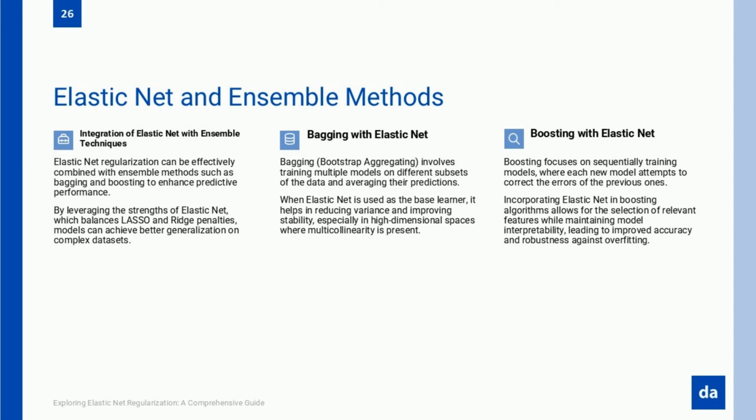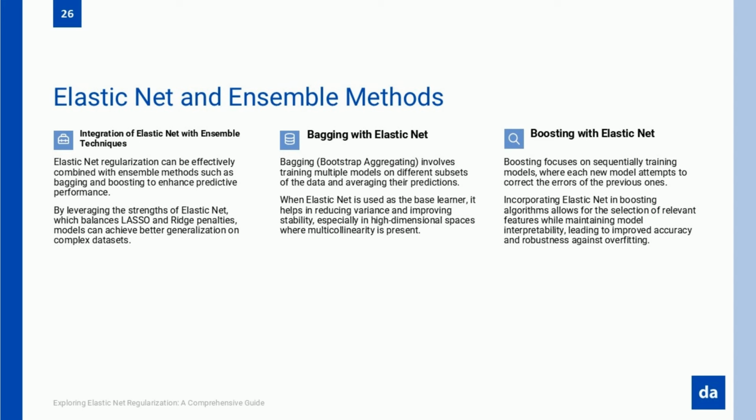Another popular technique is Elastic Net with boosting. Unlike bagging, where models are trained independently, boosting trains models sequentially, correcting the mistakes of the previous ones. Algorithms like gradient boosting machines, GBM, and XGBoost can incorporate Elastic Net as a base learner, allowing it to select important features while boosting predictive power. This is especially useful in finance and marketing, where identifying subtle patterns in high-dimensional data can give companies a competitive edge.